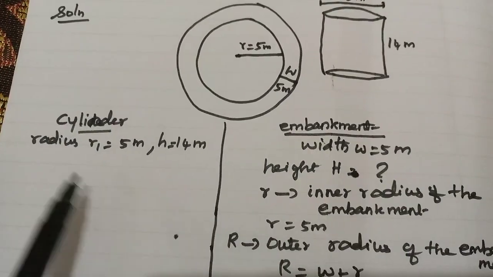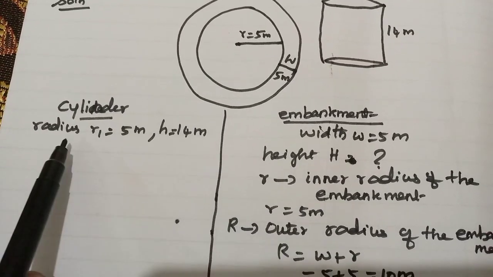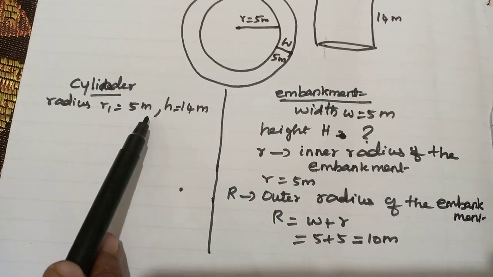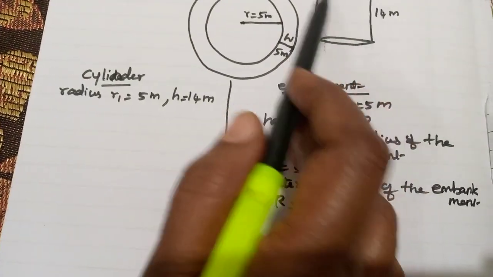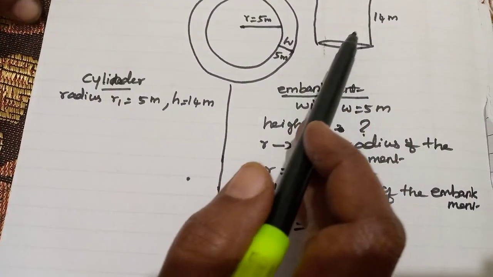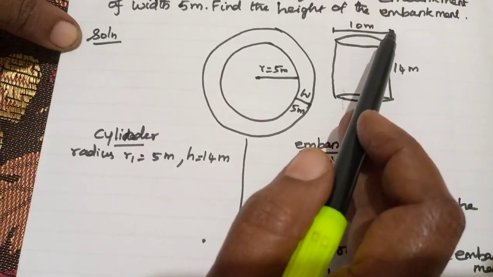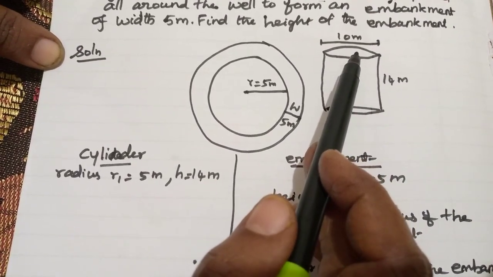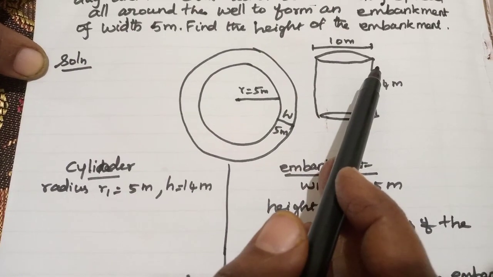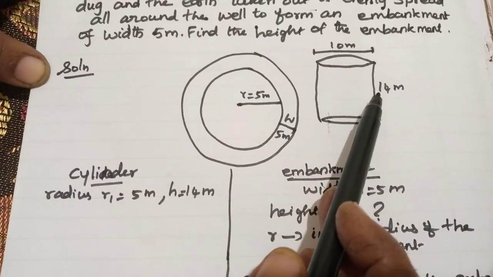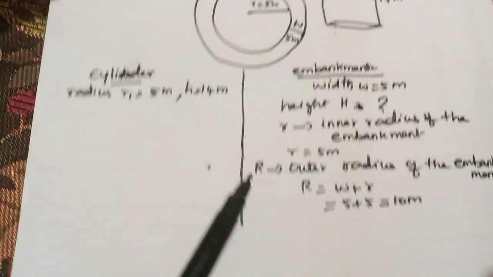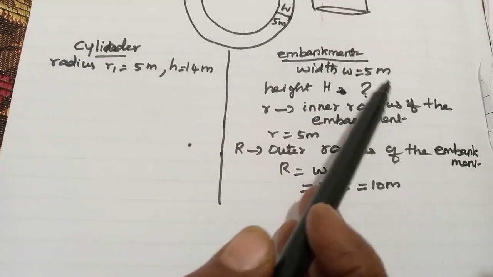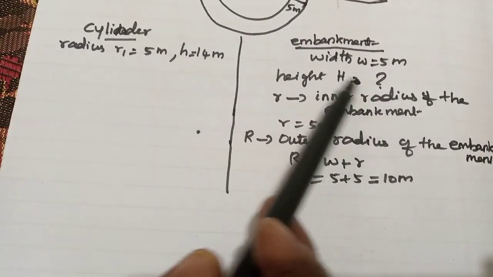Let us write cylinder and embankment separately. For the cylinder, let us take the radius R1. Here diameter is given, so radius is 10 by 2, that is 5 meter. Here deep means height, so height is 14 meter, that is for the cylinder. In the embankment, width is given, 5 meter, and height we have to find out.